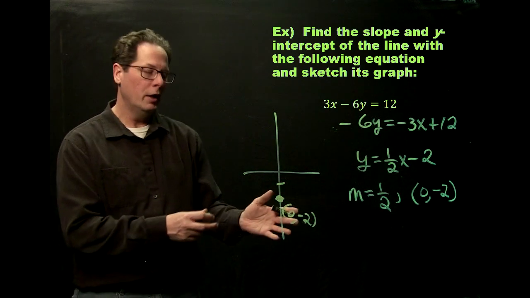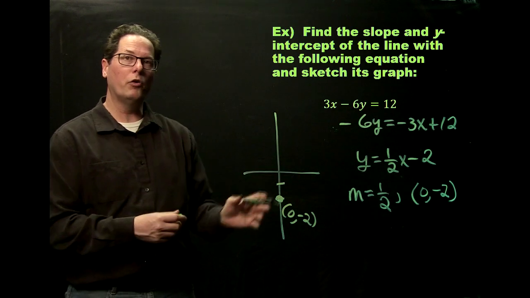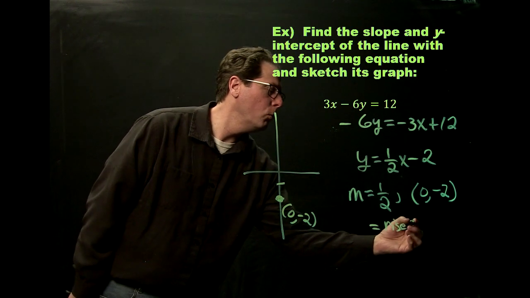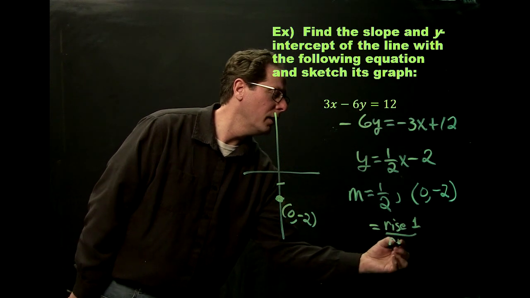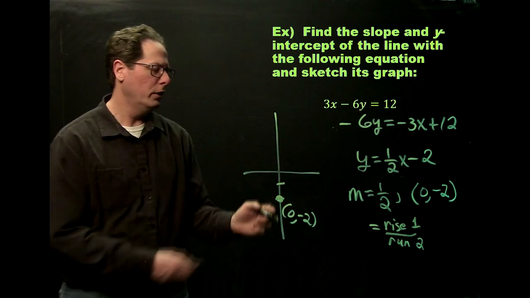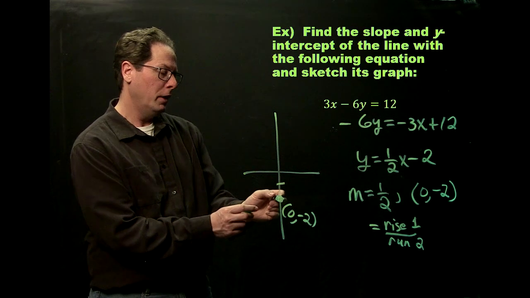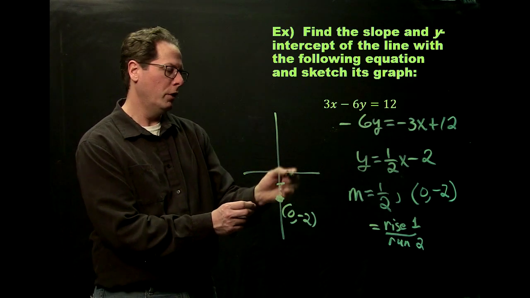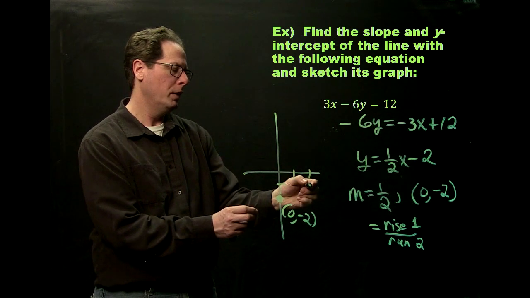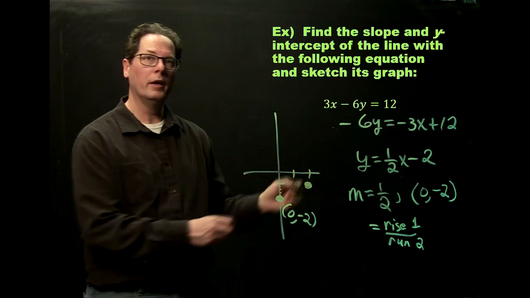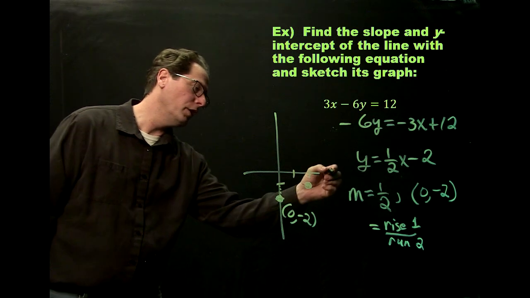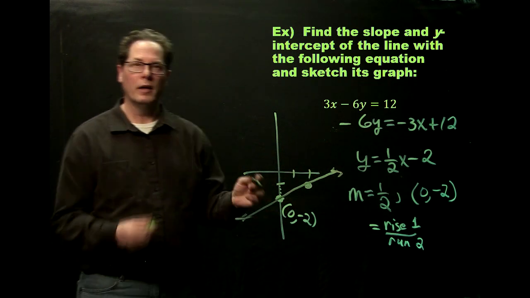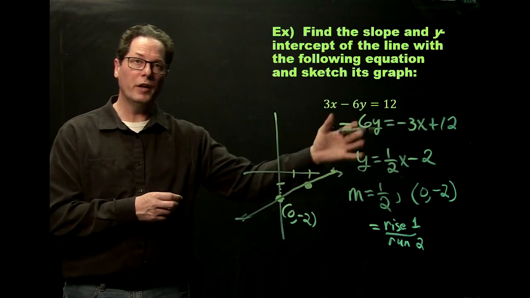Now there's a couple ways to get the other point on the graph. You could use the rise over run. Remember, we could rise 1 and run 2. That's one little technique. So starting at the y-intercept, if you go up 1 and go over 2, you will land at another point on the line. And so then you can connect the two dots, straight line, and this is our line, y equals 1/2 x minus 2.